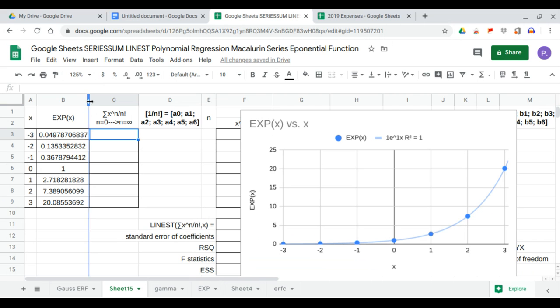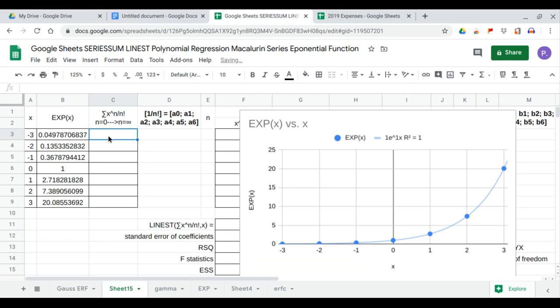So we will generate the Maclaurin series, which is equal to the summation of x to the power n over n factorial. N factorial is the coefficient of the expansion. And the values of n will start from 0 to infinity. In this case, we're limited to our data set range. So that's 0 to 6.